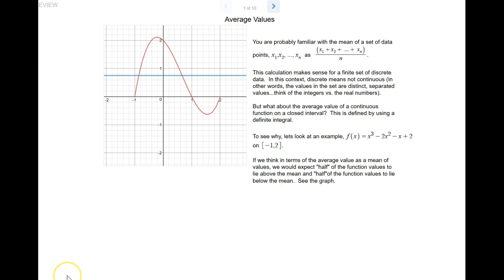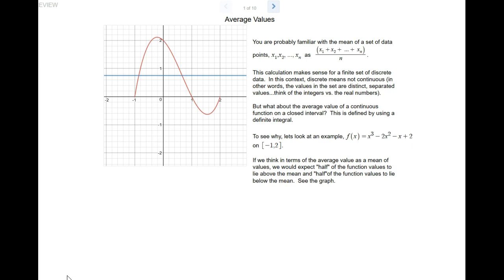function. So if you think of the average or mean of a data set, of a set of values or numbers, you know that you sum the numbers, then you divide by the number of elements in the set. So that's the mean. And that makes sense if you have discrete data, which means you have distinct values.